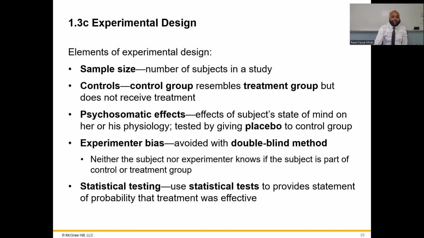Then there's statistical testing. Why is statistical testing important? We use statistical tests to provide statements of probability that the treatment was effective. So what does that mean? Let's say I took drug X to lower my pain. My pain went down by 2%.